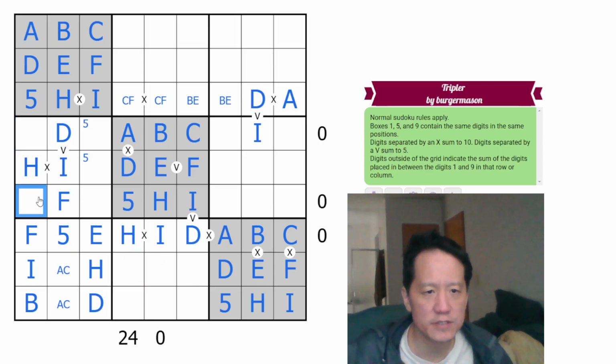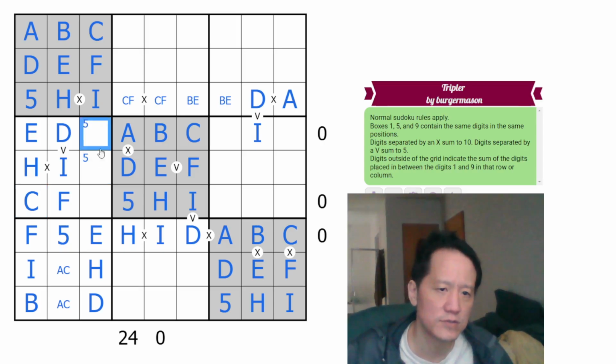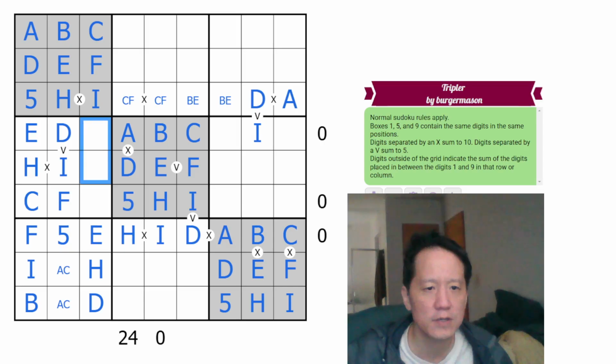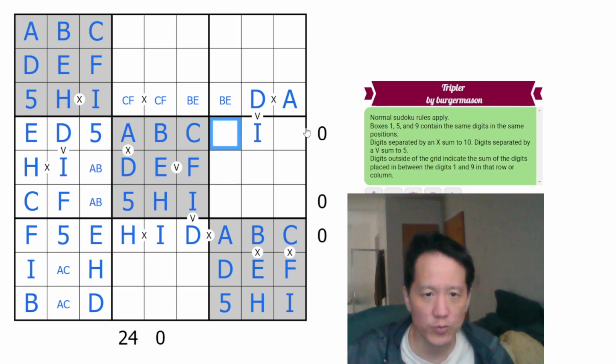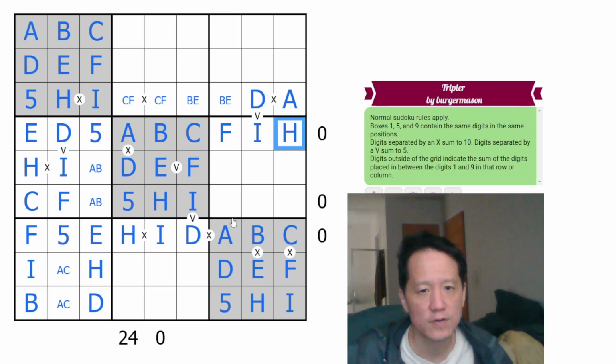The remaining digits here are C and E, and this can't be C because of that C, so this is E, this is C. 5 is one of these two. This is 5, A, or B. Well, this can't be A or B, so this must be 5, which makes this A or B. The remaining digits here are F and H. This can't be F, so this must be H, and therefore this must be F. Okay.